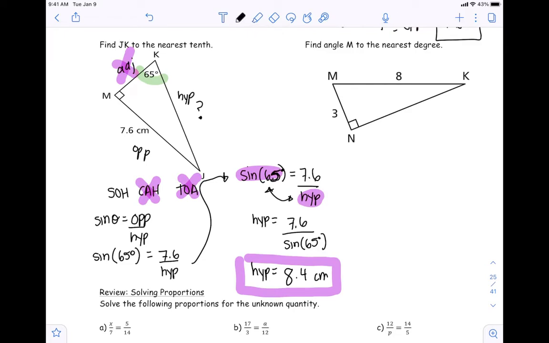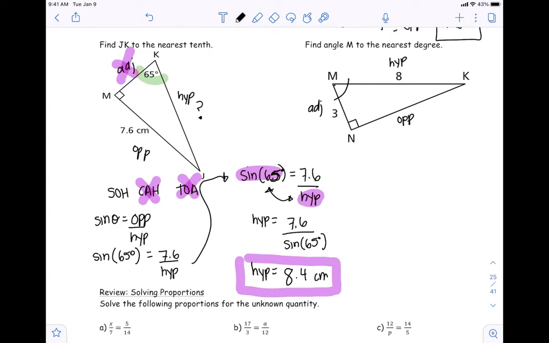In our next question, we're looking for angle M. So we're trying to solve for angle M. So that means you're looking from angle M and labeling your triangle with 8 being your hypotenuse, which is the longest side, and the next side length is your adjacent, which is right next to the angle you're looking from. And we have NK or KN is your opposite to the angle you're looking from.